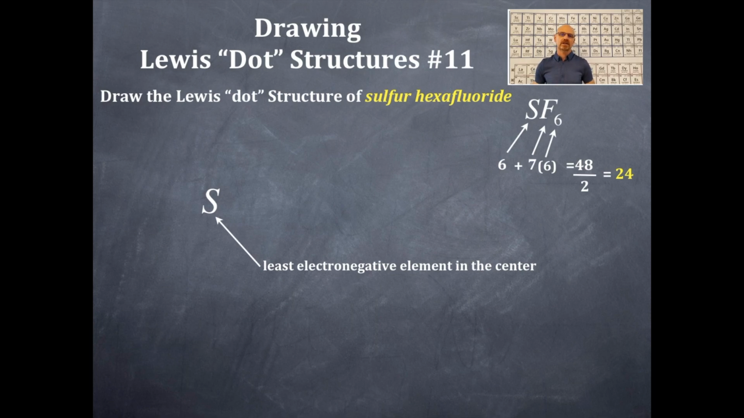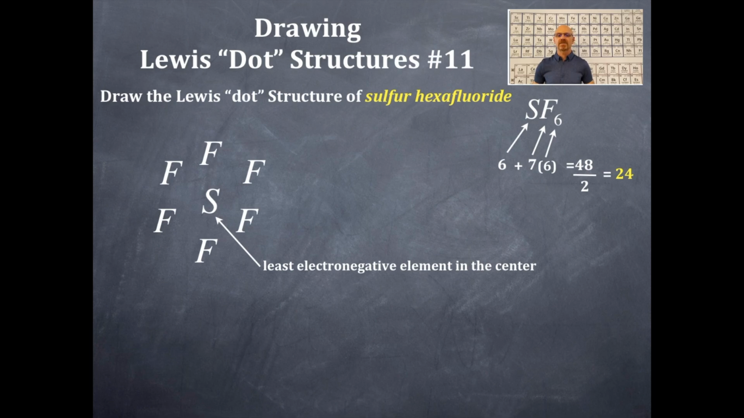Now, how we space the fluorines is important in that we need to understand first that sulfur can be hypervalent. That is, it can exceed the octet rule. Sulfur can exceed the octet rule. Why? Because it's period 3 or greater. Period 3, period 4, period 5, period 6, period 7. Okay? So sulfur can exceed the octet rule. So we're going to space the fluorines around the sulfur approximately equally.